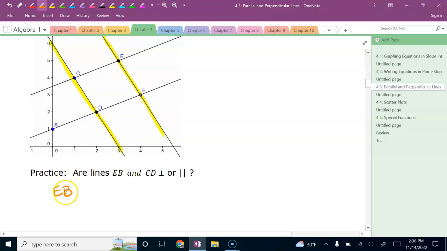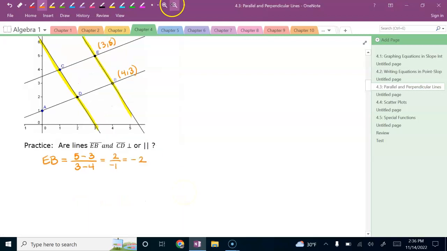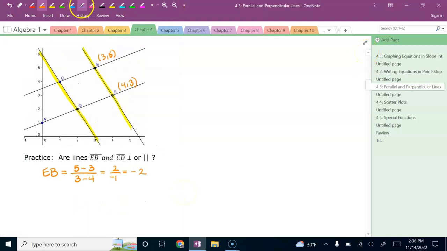So for EB, I would have looked at those coordinates. E is at 3, 5. B is at 4, 2, or 4, 3. And so I would have done 5 minus 3 over 3 minus 4. And that got me 2 over -1, which is -2. Now you can do the same thing for the other line, CD. C is at 1, 4. D is at 2, 2.